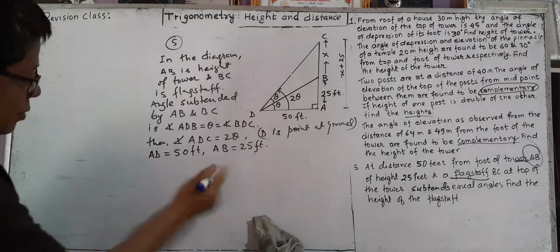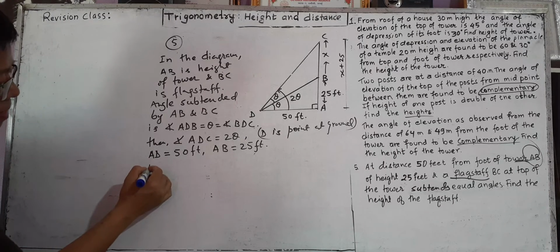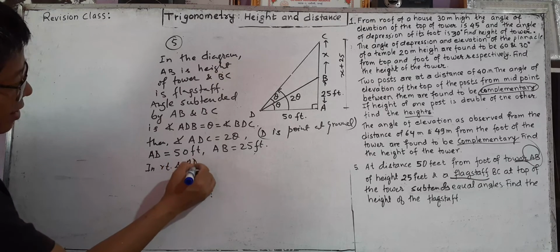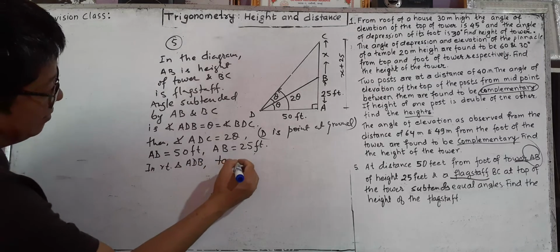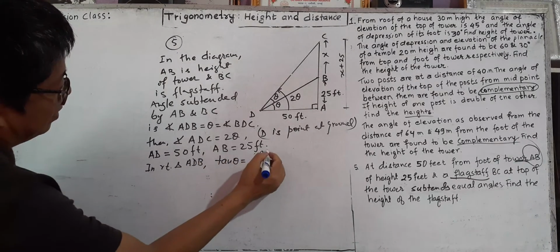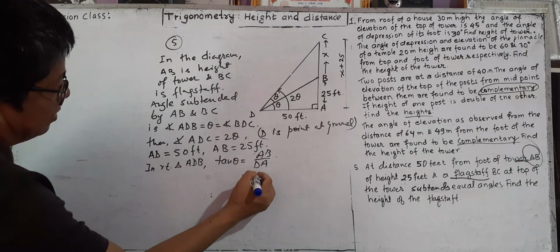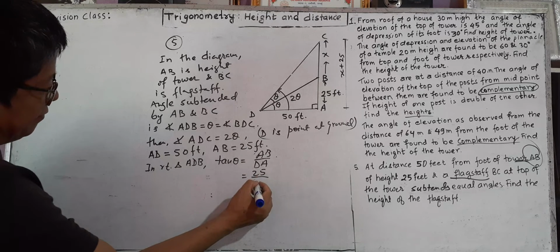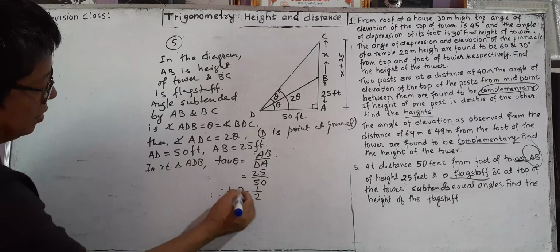Now we use the trigonometric ratio in right triangle ADB. Tan theta equal to AB by DA. The value of AB is 25, and the value of DA or AD is 50, and this means 1 by 2. This is the value of tan theta.